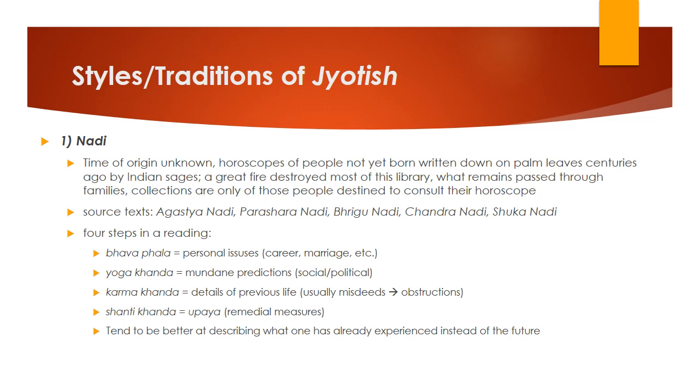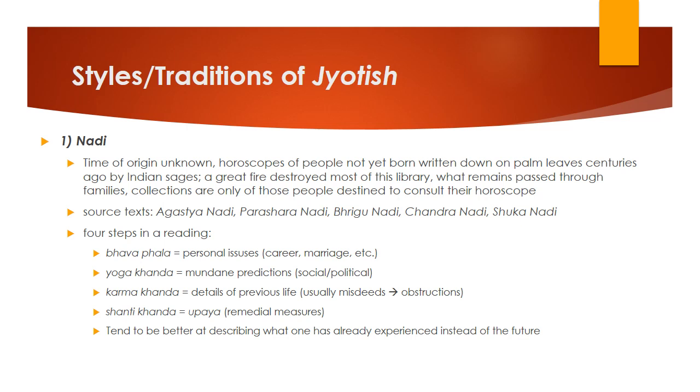Then there's the Karma Kanda, and this actually reveals details of a previous life, and usually this means misdeeds or things that were done in previous lives that are creating obstructions in the current life. And then there's the Shanti Kanda, which essentially means upaya, which means remedial measures. So different kinds of measures that one can do to help ameliorate the negative effects of misdeeds from previous lives or even this life.